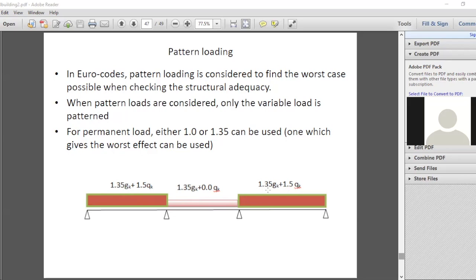Because of that reason, when you do pattern loading, generally we like to use the maximum load, and what we do is we use 1.35 GK plus 1.5 QK. But here in the next span, we use 1.35 GK plus 0 QK. So this is how we create pattern loading to get the maximum bending moment.